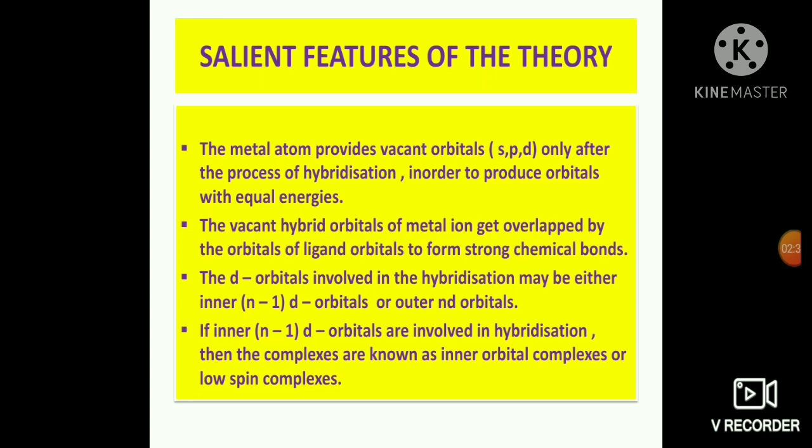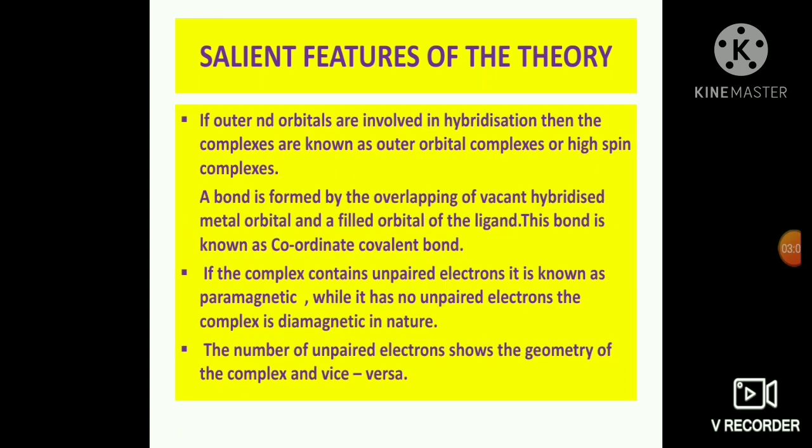The d orbitals that are involved in the hybridization may be of two types. They are inner (n-1) d orbitals or outer nd orbitals. The complexes formed in these two ways are referred to as low spin and high spin complexes. If inner (n-1) d orbitals are involved in hybridization, then those complexes are known as inner orbital or low spin complexes. If outer nd orbitals are involved in hybridization, then the complexes are known as outer orbital complexes or high spin complexes.